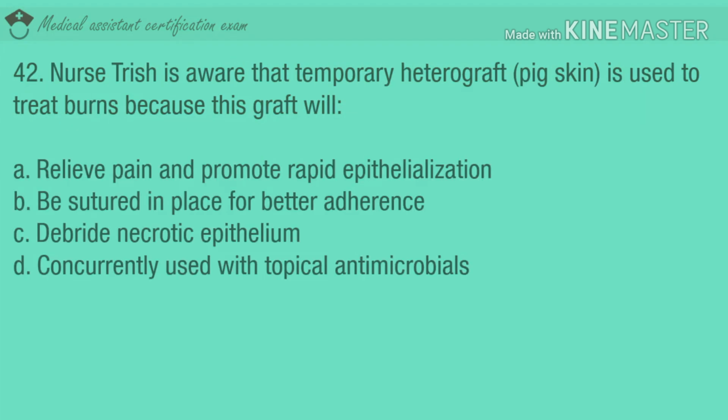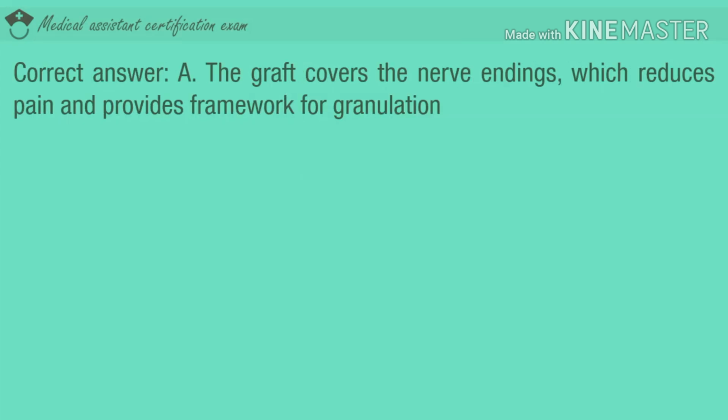Question 42. Nurse Trish is aware that temporary heterograft, pig skin, is used to treat burns because this graft will: A. Relieve pain and promote rapid epithelialization. B. Be sutured in place for better adherence. C. Debride necrotic epithelium. D. Be concurrently used with topical antimicrobials. Correct answer, A. The graft covers the nerve endings, which reduces pain and provides framework for granulation.